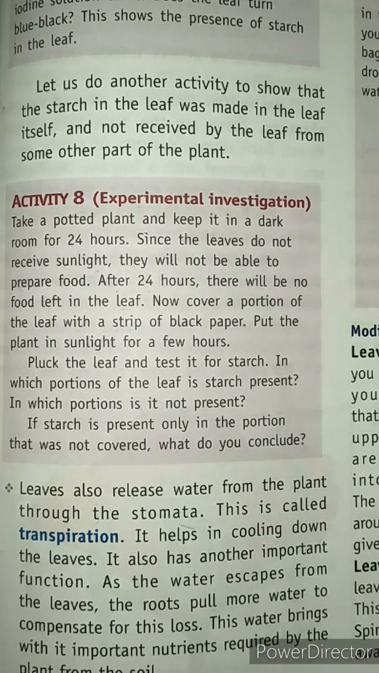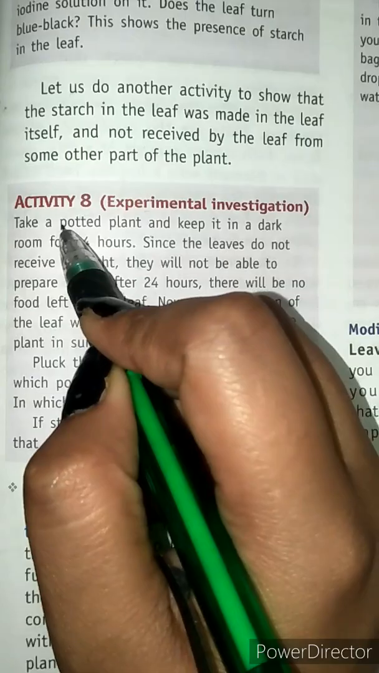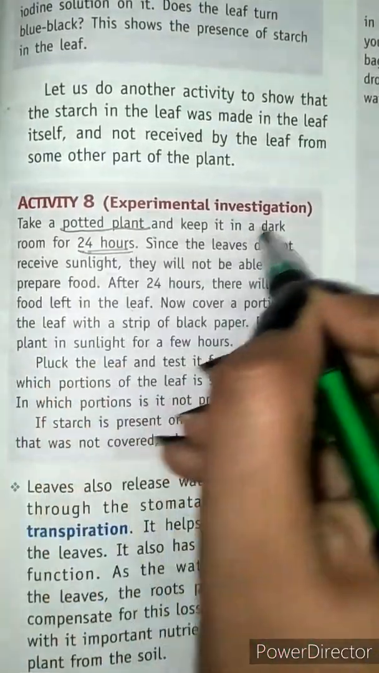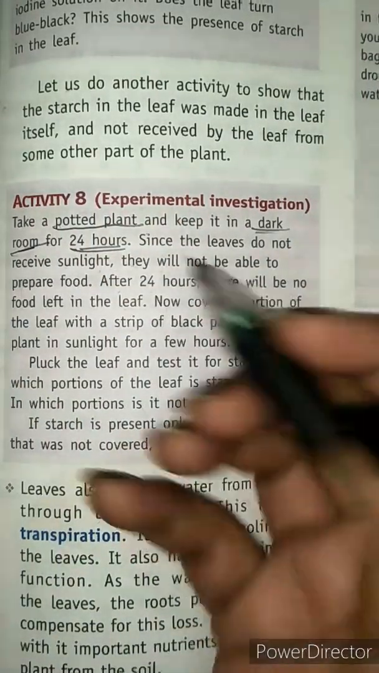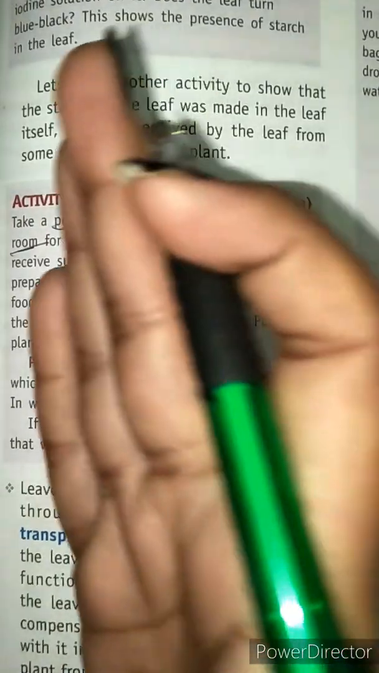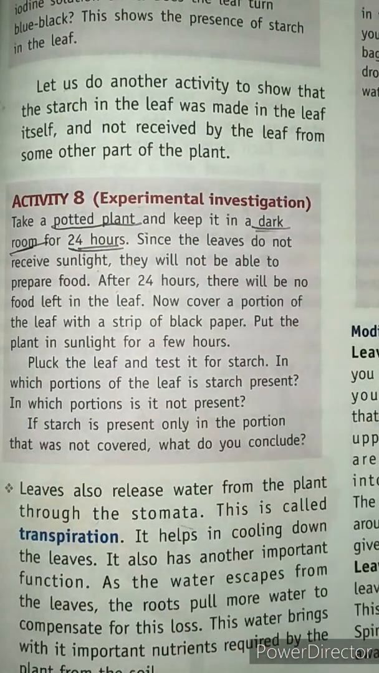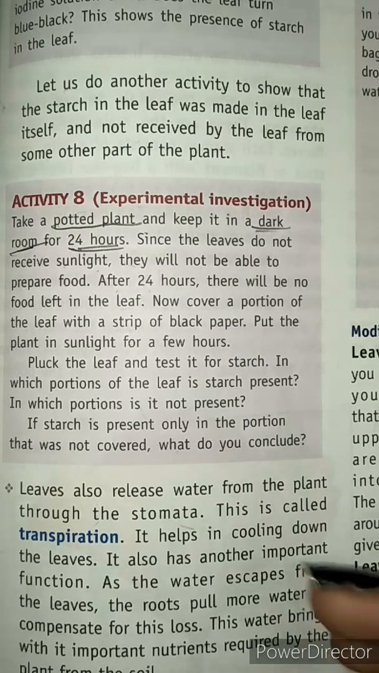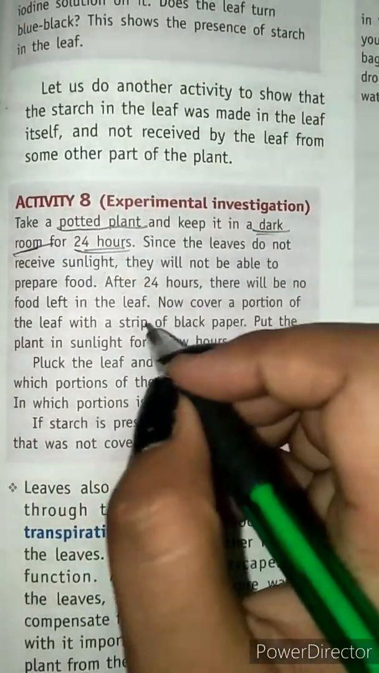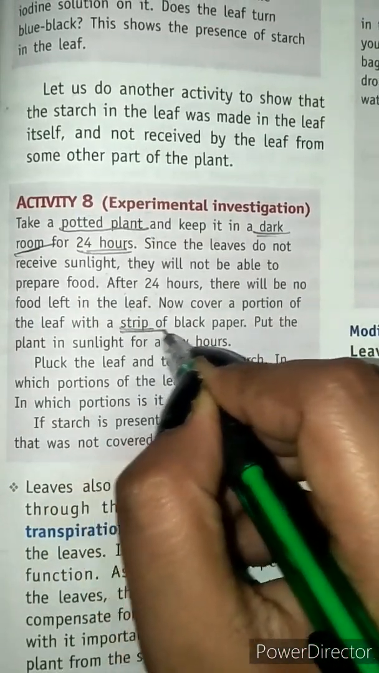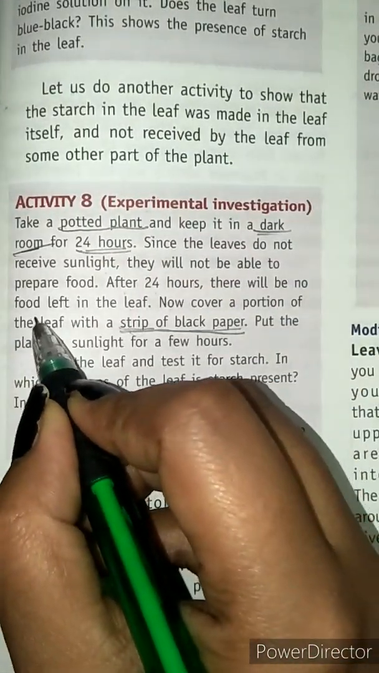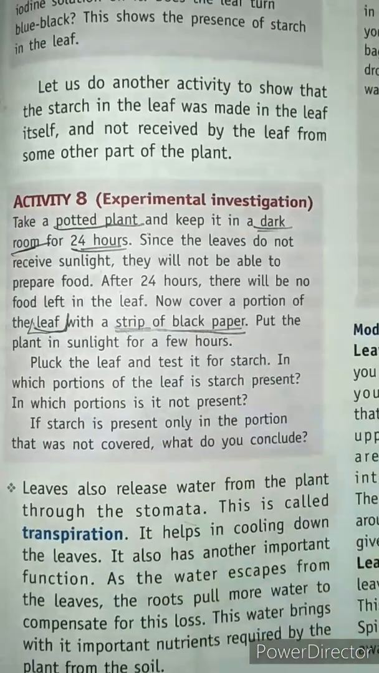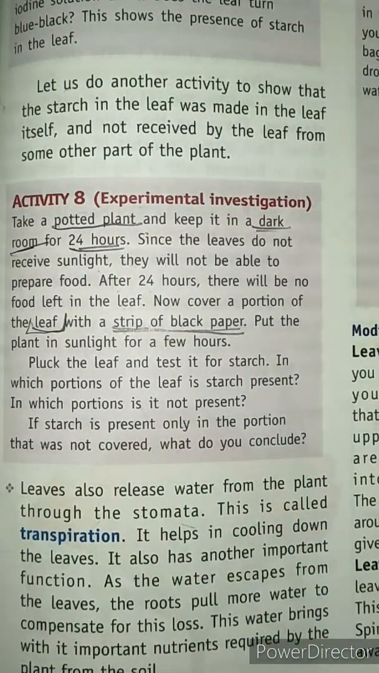So students, in this activity, first of all you need to put the potted plant for 24 hours in a dark room. Clear? So we did this. Next, after 24 hours, take the potted plant out of the room. Clear? And take one leaf of that plant and cover it with a strip of black paper. So of that plant we took only one leaf to cover with a strip of black paper. Clear?